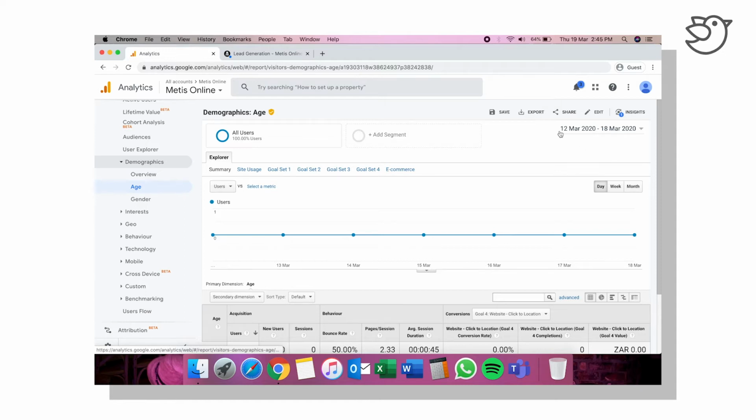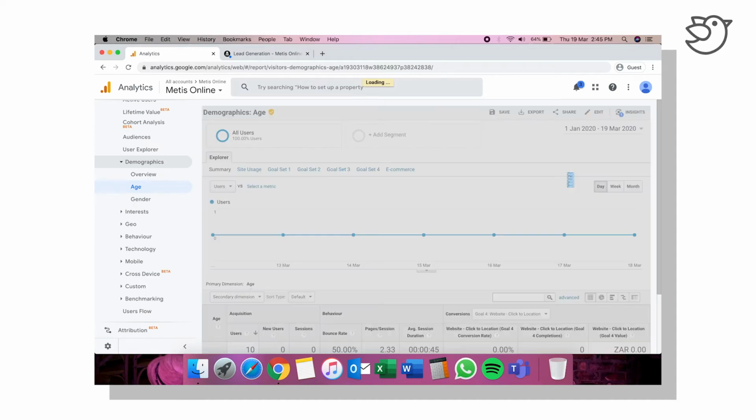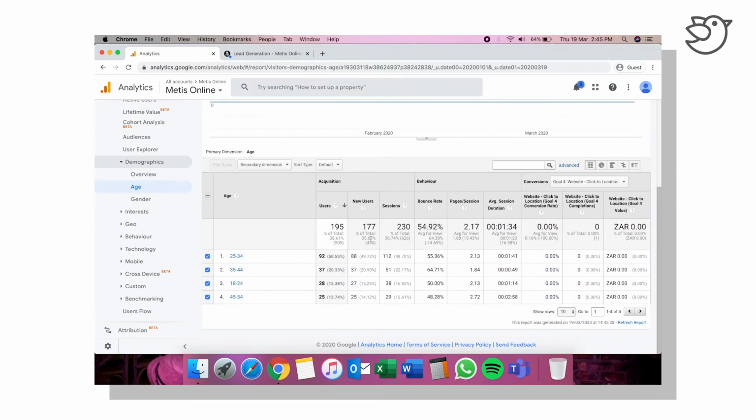So over here, what we want to do is just make sure our date range is whatever we would like it to be. So I'm going to say from Jan. Let's take a look at what happened. And we're looking at all the users. We're not going to go into things such as filters right now. We're going to keep it simple. And then you can just take a look down here. It's essentially exactly what it's saying here. It breaks down the different age groups that have come to your website.